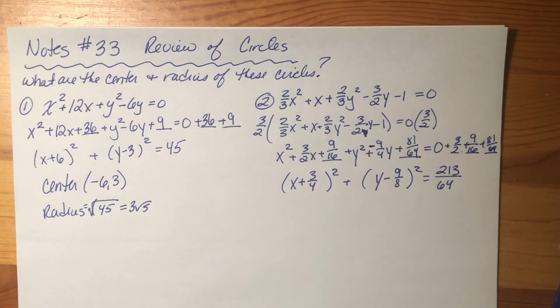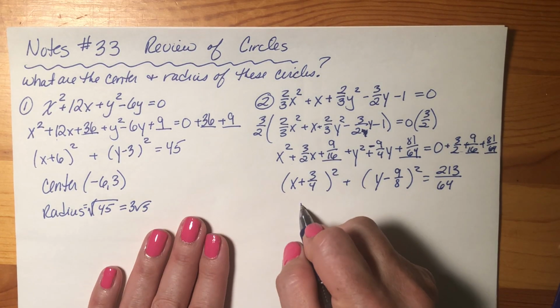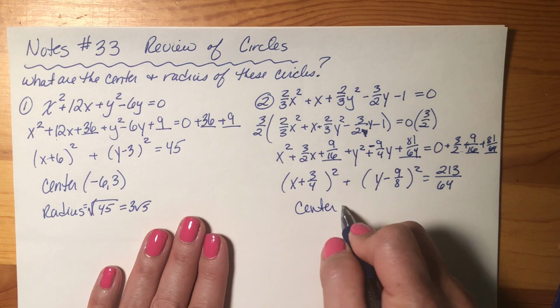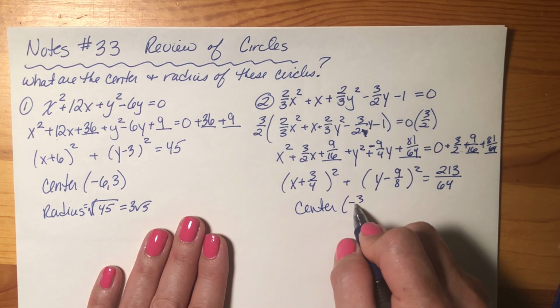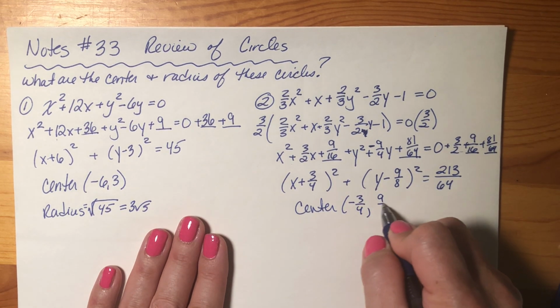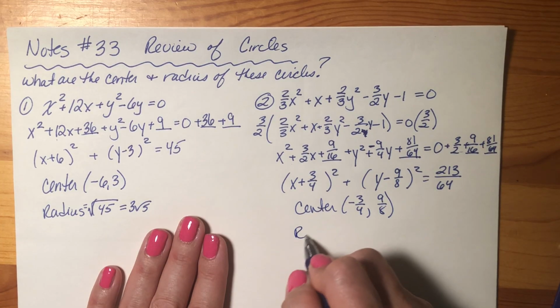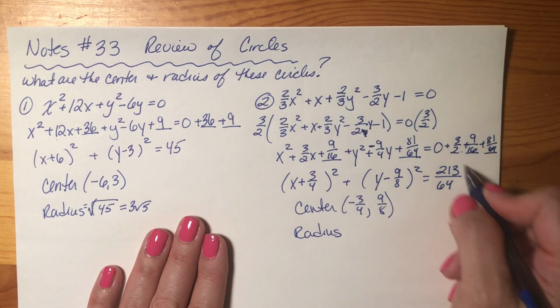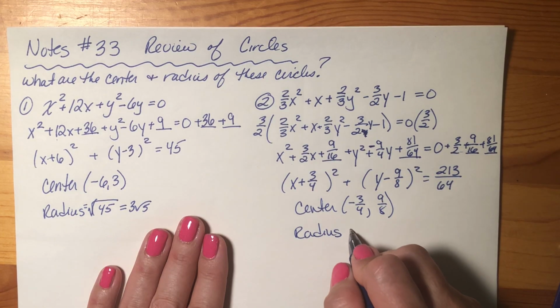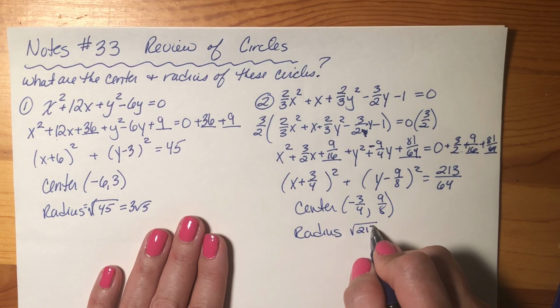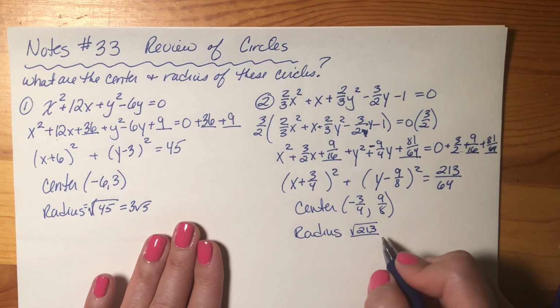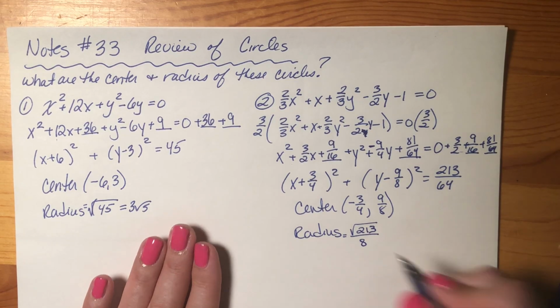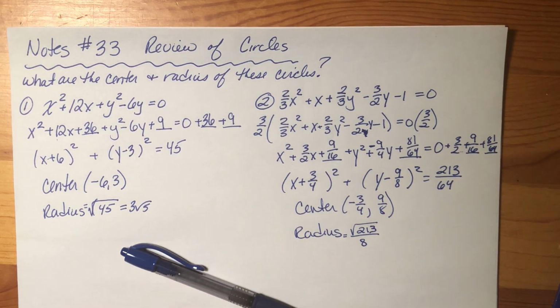We're ready. Doesn't it look like that perfect circle form now? Center, you know your center. Your center is going to be negative 3/4 and 9/8. It's beautiful. And my radius is going to be the square root of this. So let's say the square root of 213 over the square root of 64, which is 8. Okay, so fun.